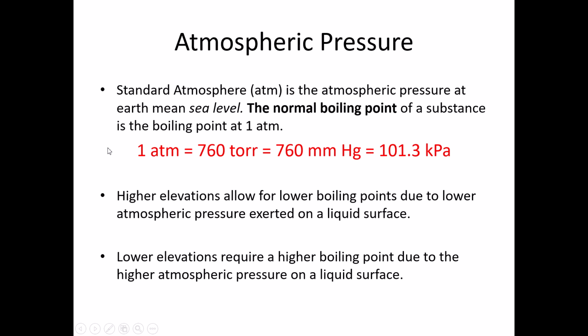When a question asks for the normal boiling point of a substance, they're asking for the boiling point at 1 atmosphere, or 760 torr, or 760 millimeters of mercury, or 101.3 kilopascals. So the word normal is referring to that 1 atmosphere. Because remember that our boiling point can change if we change the pressure.